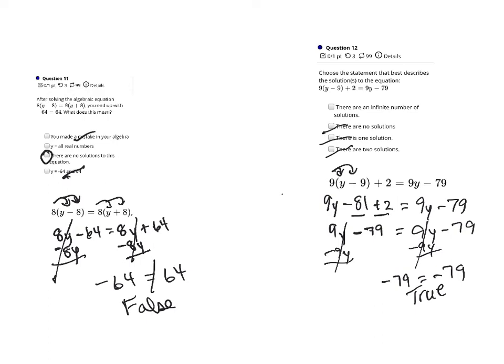So here's how they said all real numbers. This time a little bit different. They said there are an infinite number of solutions. That means all real numbers. There's no stopping because infinite means forever.